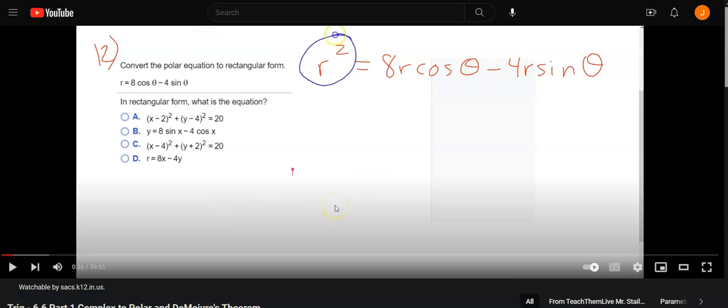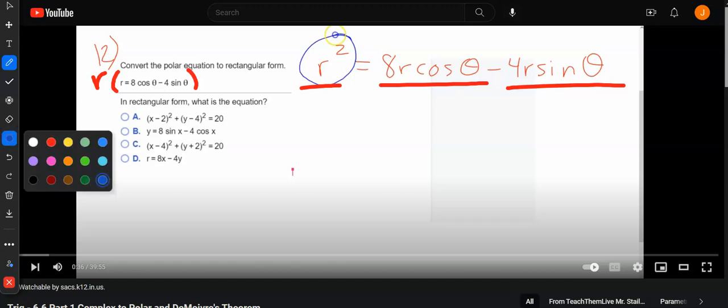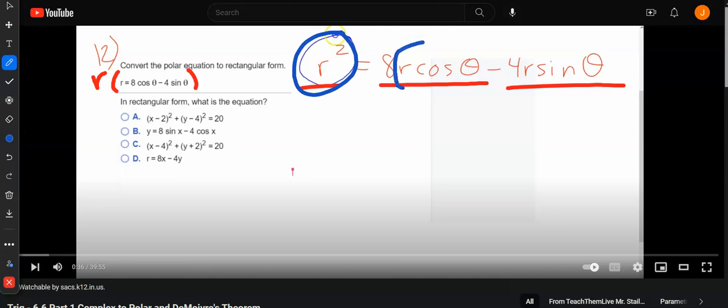So basically I took this entire equation, let me get my annotate on here, and multiplied this whole thing by r. And so you get r squared on the left. This term has an r, this term has an r. And hopefully what we're going to see is that this can be replaced, this can be replaced, and this can be replaced, from the things that we talked about in section 6.4, I think: your x squared plus y squared, as well as your x and y.